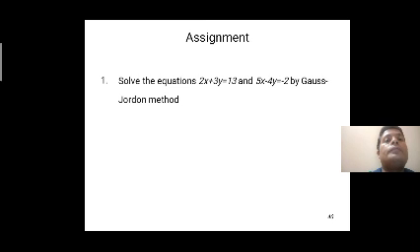Elementary row operations only. Assignment: solve the equations 2x plus 3y equal to 13 and 5x minus 4y equal to -2 by the Gauss-Jordan method. Here also the same is applicable. You have to write the augmented matrix and reduce it to the form 1 0 alpha, 0 1 beta. Then find out alpha, beta, gamma. That is the required solution of the given equations.